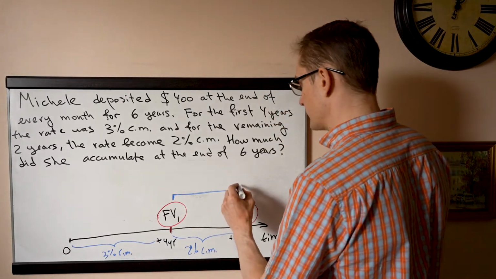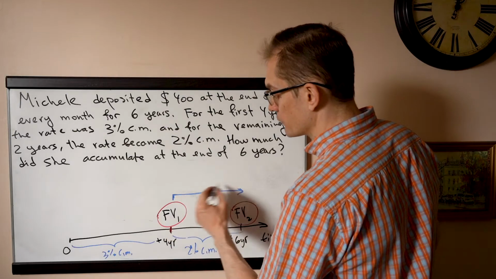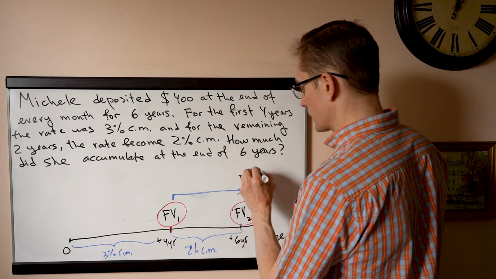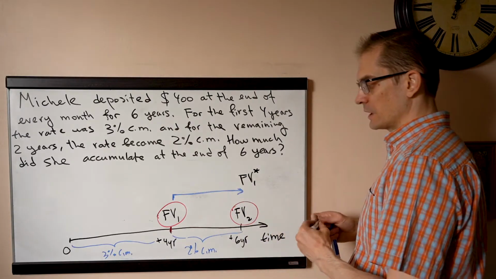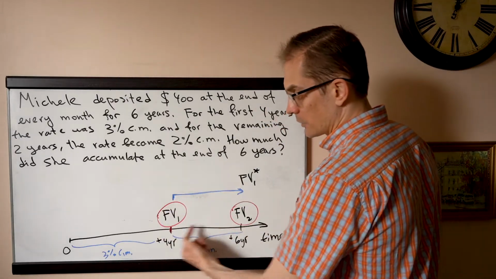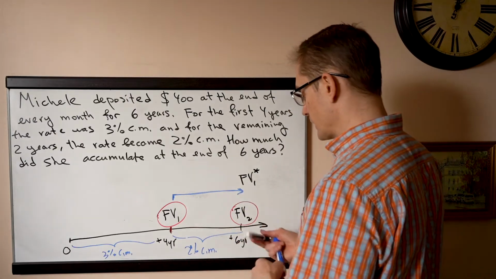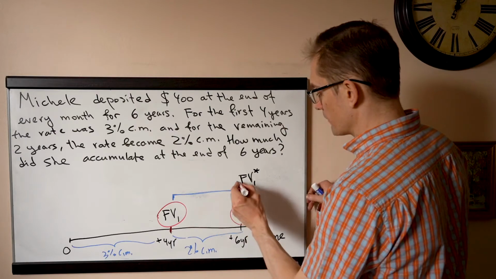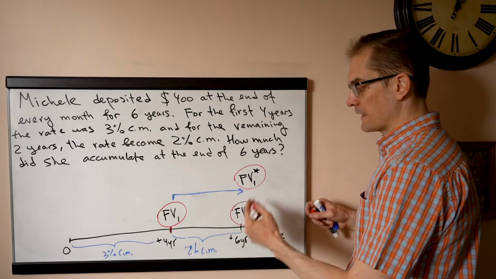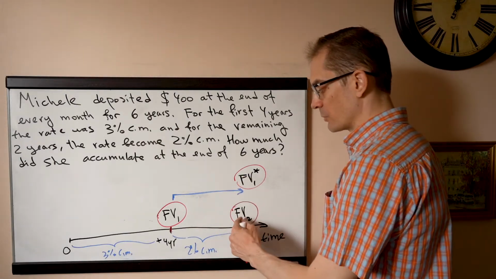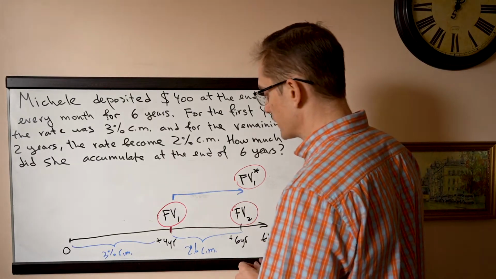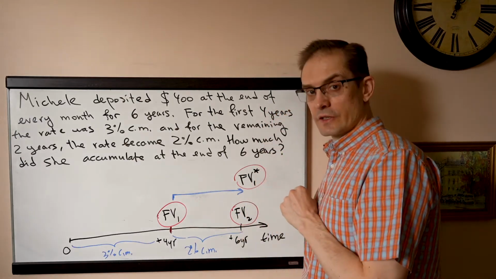So this modified present value will become modified future value, and that modified future value we will call future value 1 star. Future value 1 star is that future value 1 which has accumulated interest over 2 more years. Now that's just a general plan. Of course, we will then take that future value 1 star and add it to future value 2, and that's how we will find out how much money in total will be there after 6 years. So that's very important to realize the mechanics of this problem.